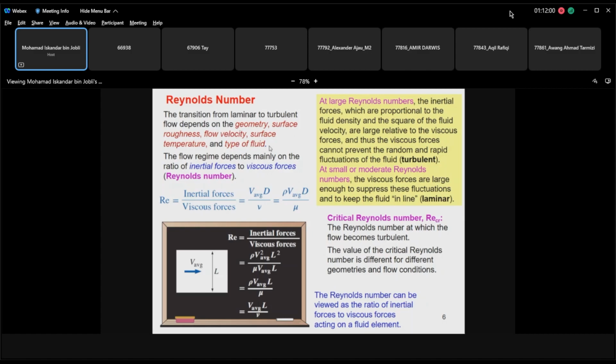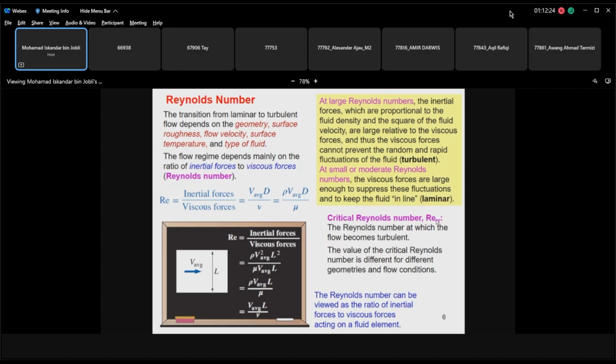These factors will influence whether the flow is laminar or whether the flow is turbulent inside a pipe. So how do you determine that? You just use this in order to determine whether it's turbulent or laminar. The Reynolds number is this.